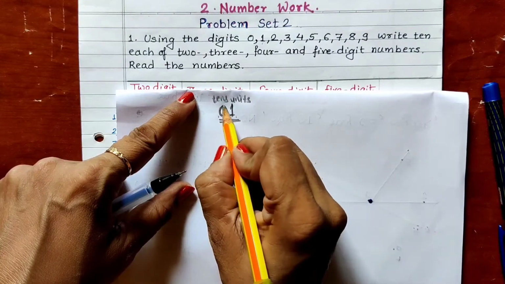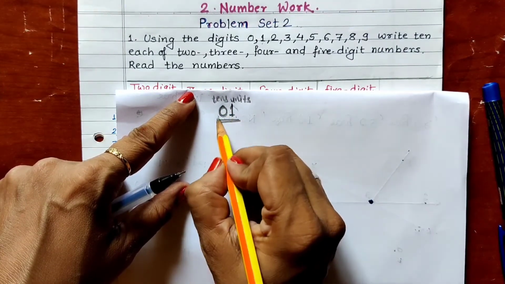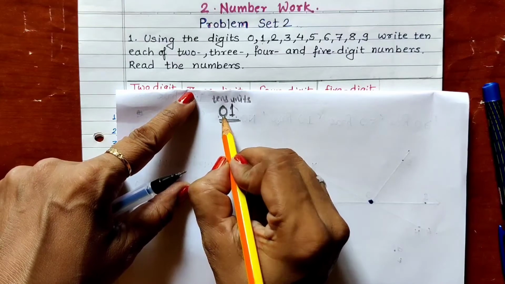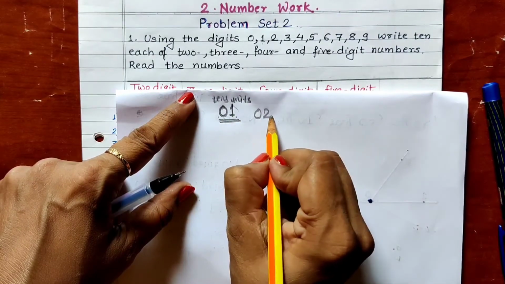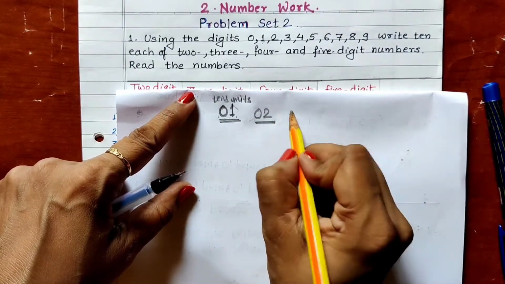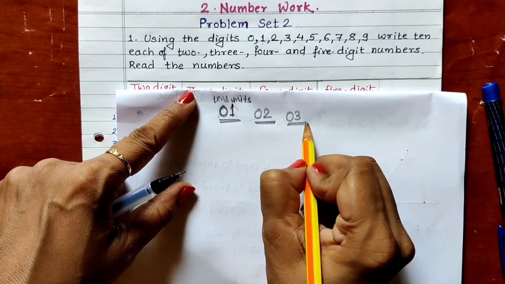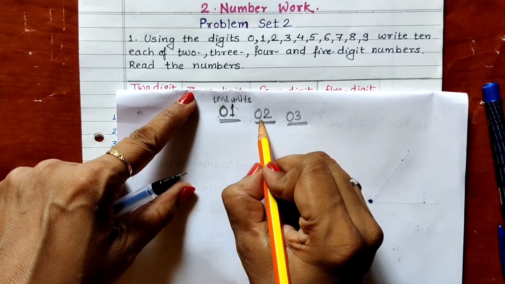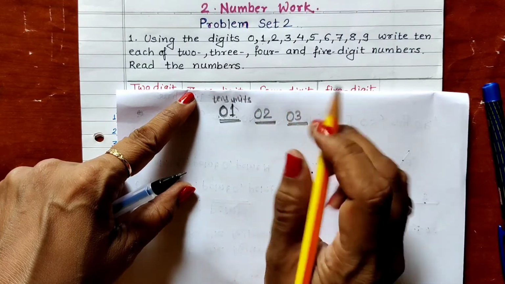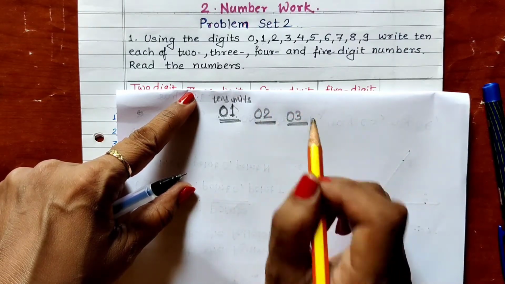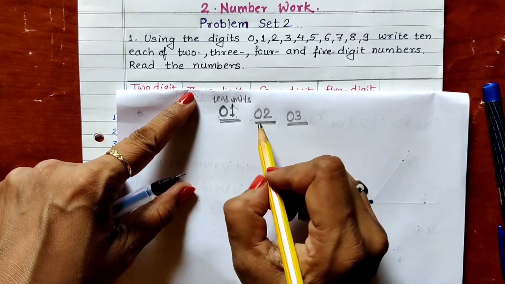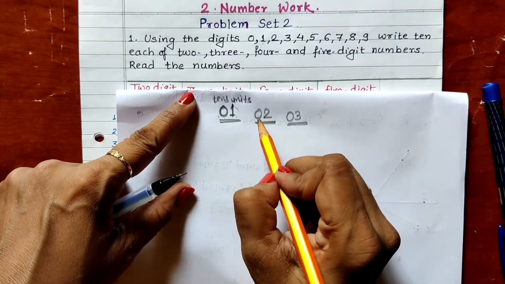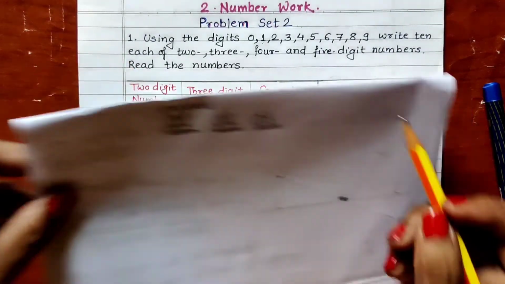So when 0 is written in the tens place of a 2 digit number, it cannot be considered. It will be 1. If you write 0, 2, it will be 2 only. If you write 0, 3, it will be 3 only. So don't write 0 in the tens place. You can write 0 in the units place, but don't write it in the tens place. So for making a 2 digit number, you should not write 0 in the tens place.